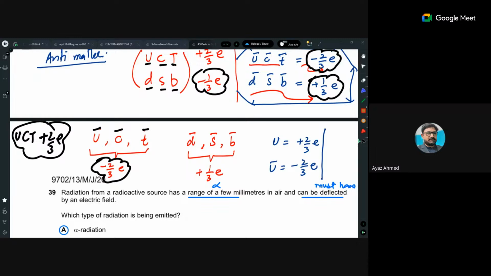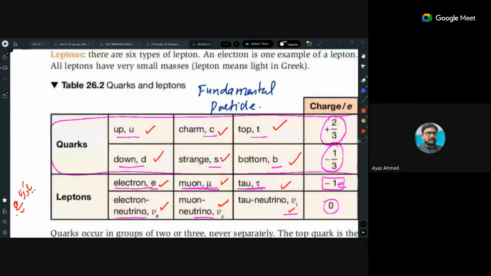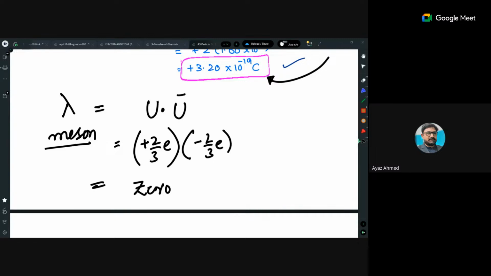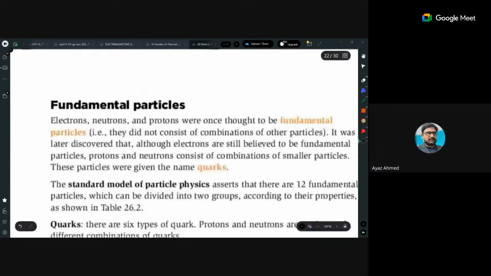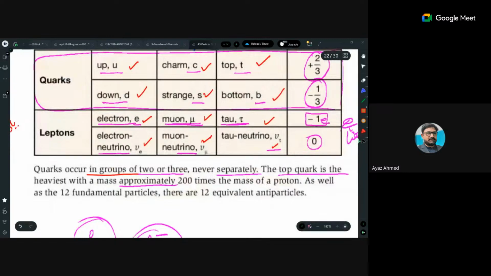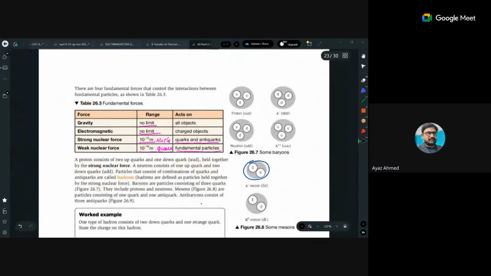I would love to explain the meson here. If u is plus 2 by 3e and u bar is minus 2 by 3e, what would be the charge of this meson? Zero. Got it? Is it clear to you? Okay, so this is a list of fundamental particles. I believe you will have no problem at all.